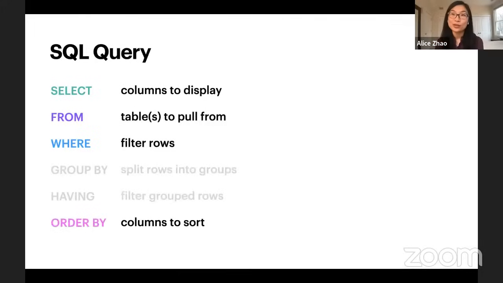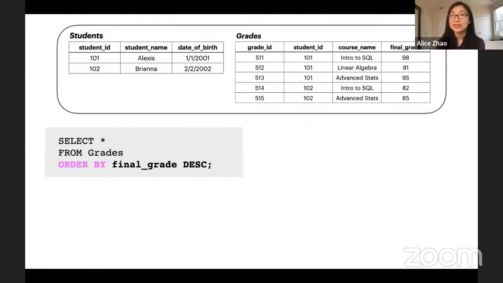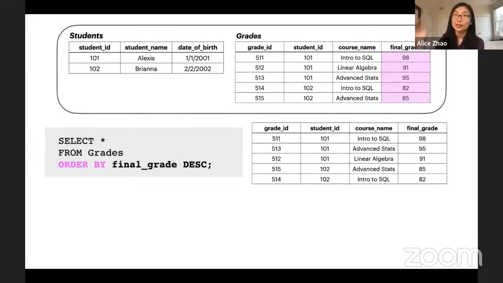So I'm going to skip a few, and I'm going to go to the last one down here, which is the order by clause. And this is where you can sort your data. So if I order by final grade, you'll see in this last column that I can sort all that data. And when I say descending, it means from highest to lowest.